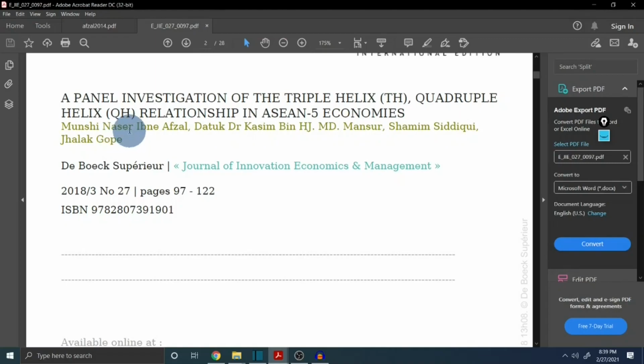For example, in this case, I am from one of the universities here, Datuk Dr. Qasim bin Hajai MD Mansoor is from Malaysia, Shamim Siddiqui is from United Arab Emirates, and Jhalok Gop is from Bangladesh. So all these four authors are from four different regions, four different universities, and four different fields. They came together to write one article.